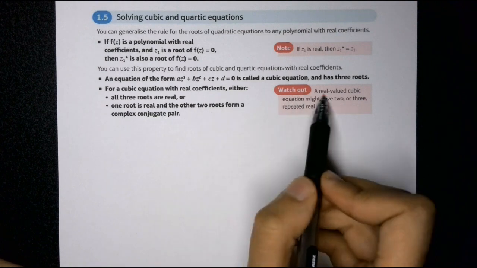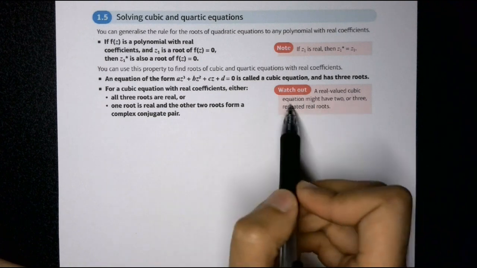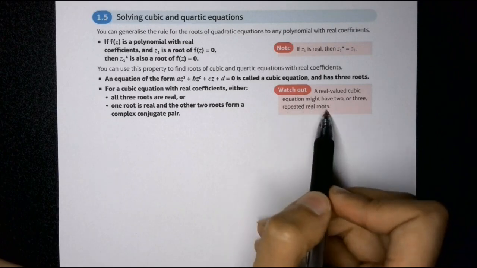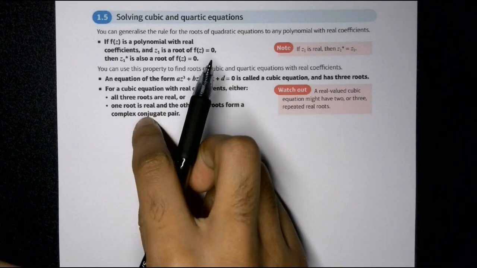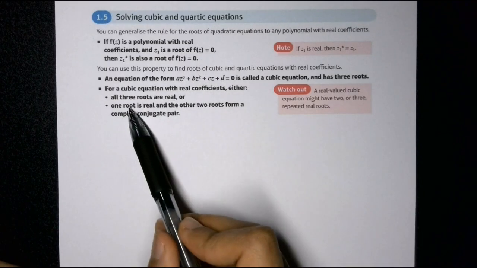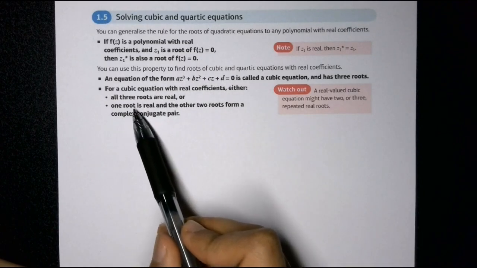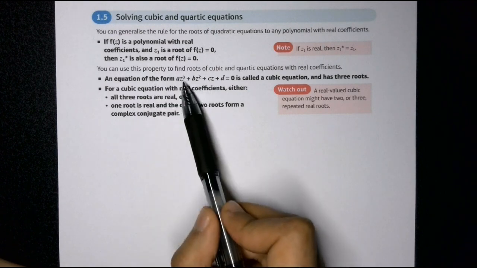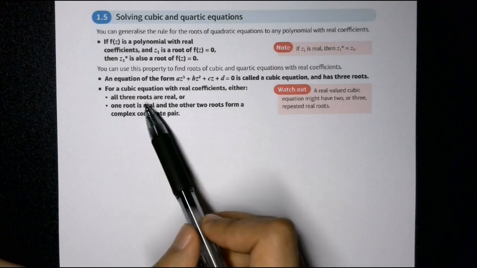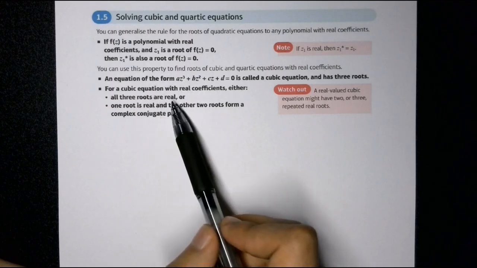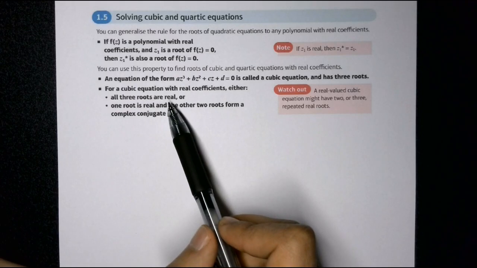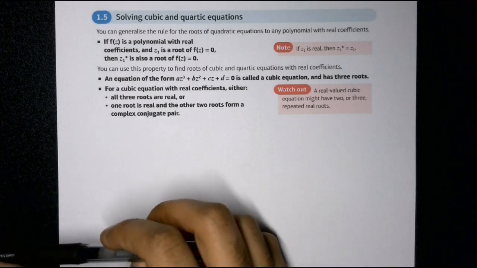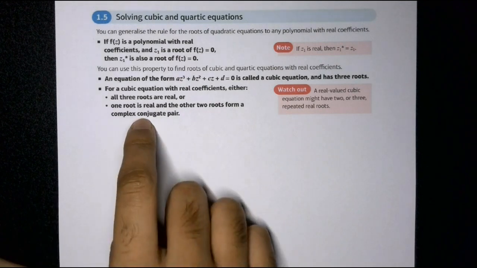And we have to be a bit careful over here. A real valued cubic equation might have 2 or 3 repeated real roots. And this makes a lot of sense. Of course, if we've got one root which is real, then the factorization of the cubic will lead to a linear multiplied by a quadratic, and if we solve that quadratic and get complex roots, those complex roots will form a conjugate pair.